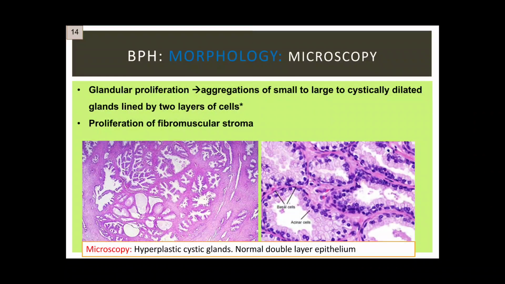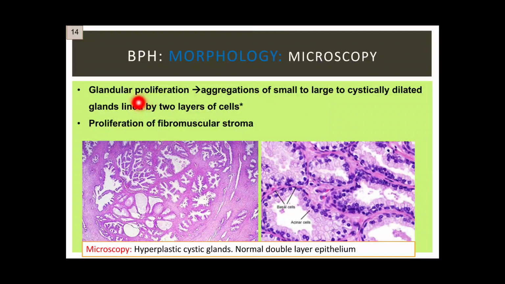Next we come to the microscopy. So microscopy is, there is just hyperplasia of the normal prostatic tissue. So what is present in the normal prostatic tissue? First is the glands and second is the stroma. So there will be proliferation of the glands and proliferation of the fibromuscular stroma.